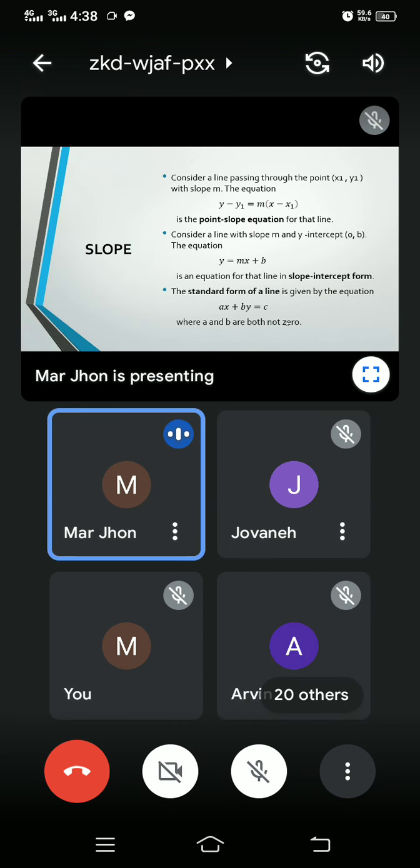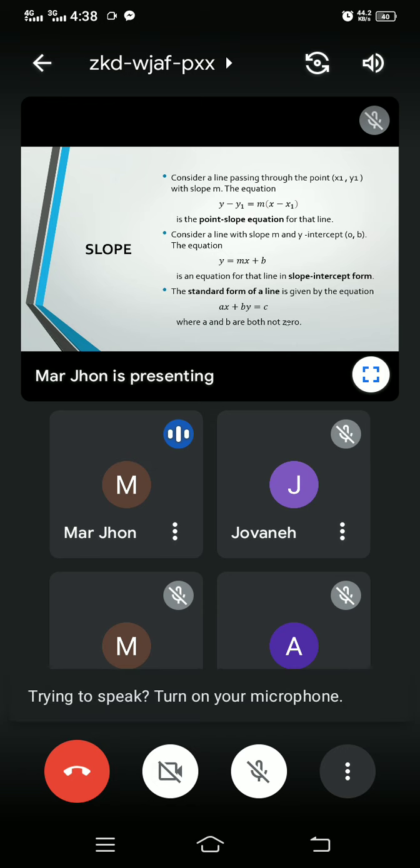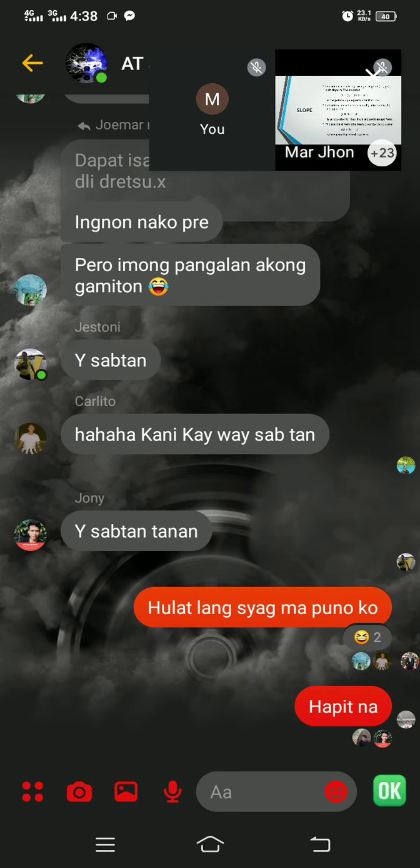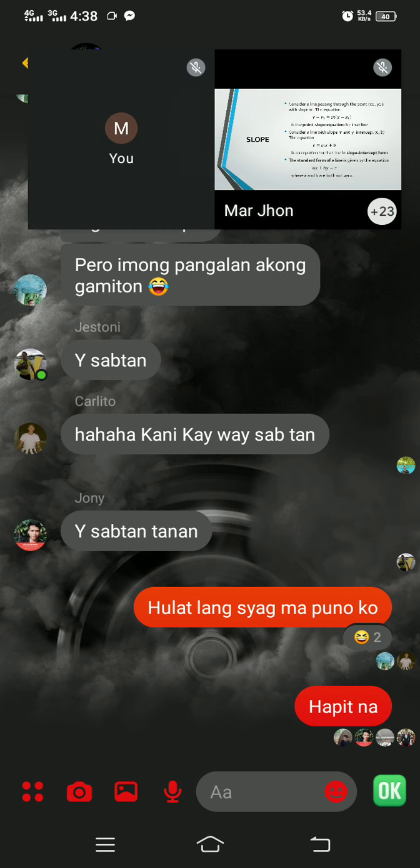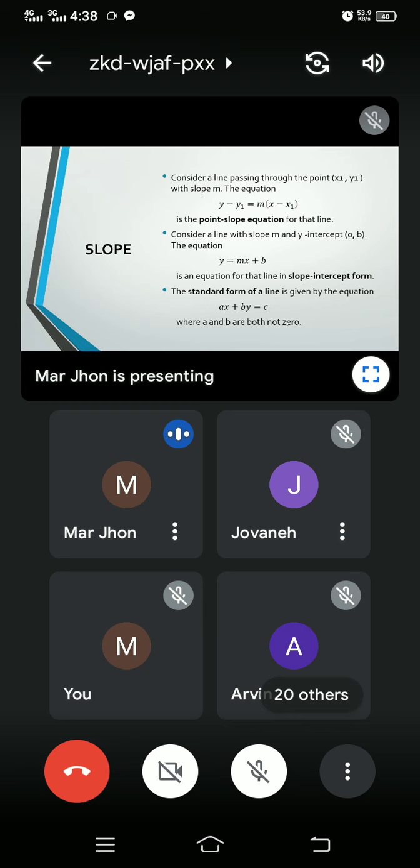So, slope. Consider the line passing through the point x sub 1, y sub 1 with a slope m. So you can create the equation, having the slope and also the point, only one point. It is called the point slope equation. It is y minus y sub 1 is equal to m, which is the slope, times x minus x sub 1.